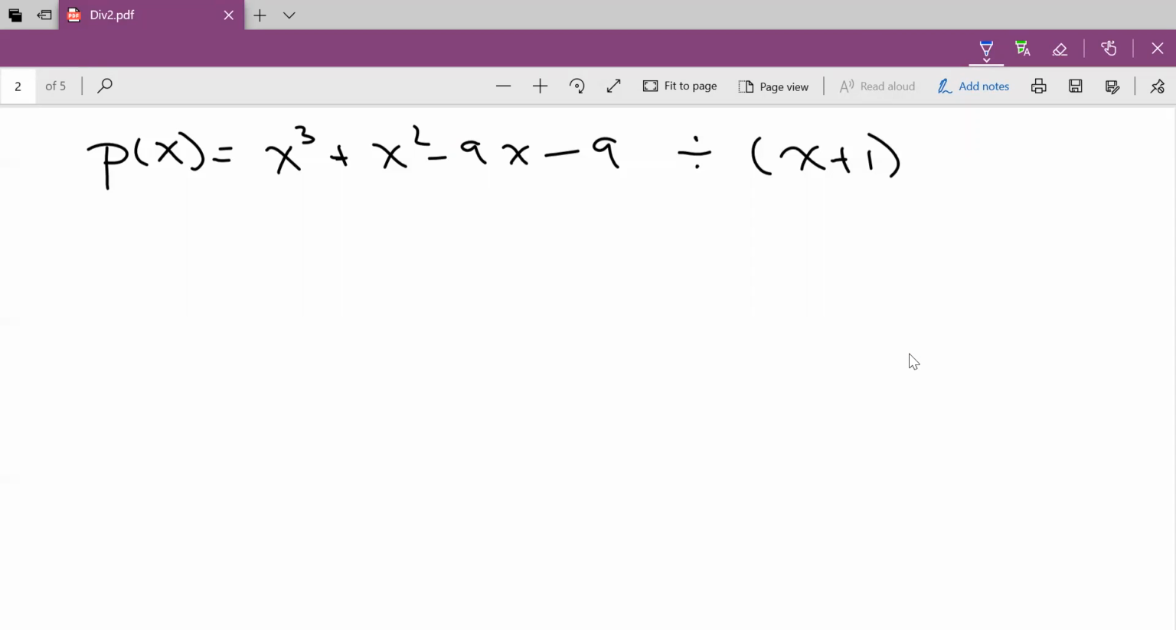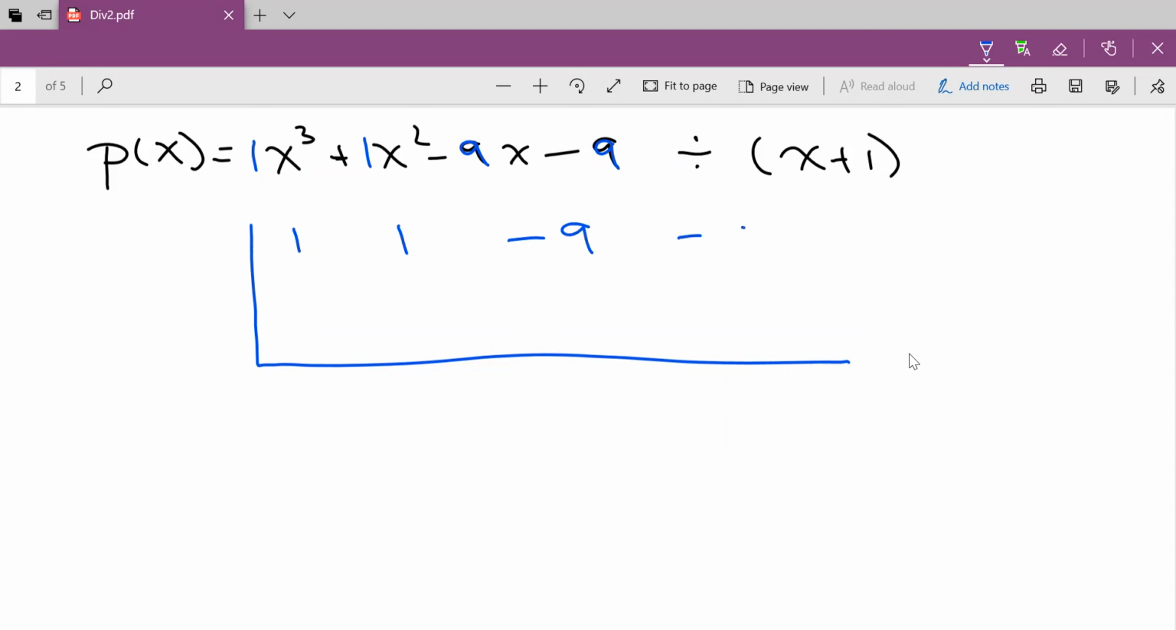I'm going to take our division bar, and I'm actually going to flip it upside down. And then watch what I'm going to do here. I'm going to look at the coefficients of our polynomial p of x, and that's all I'm going to write down here, just like that. So I'm going to do away with all the variables.